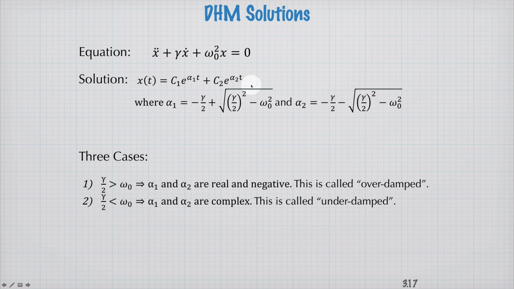Case 2 is where gamma on 2 is less than omega naught, which means everything under the square root here and here must be negative. So we're going to get a complex number for alpha 1 and alpha 2. And this is called the underdamped situation. Case 3 is the sort of pathological case where gamma on 2 is equal to omega naught, which means that alpha 1 is equal to alpha 2. This is called critically damped, and we need to follow a different strategy to find a complete solution to this third scenario.